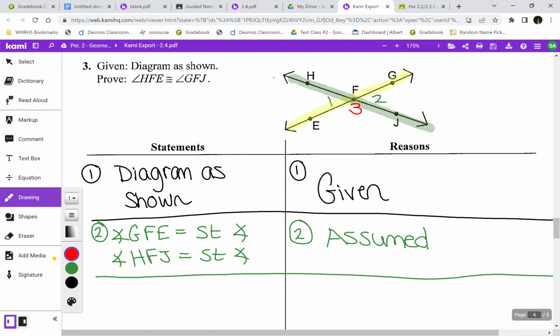Michael? Supplements of the same angle are congruent. So if 1 is a supplement to 3 and 2 is a supplement to 3, wouldn't 1 and 2 be congruent because they're both supplements to the same angle? Okay, so this is where we're going.